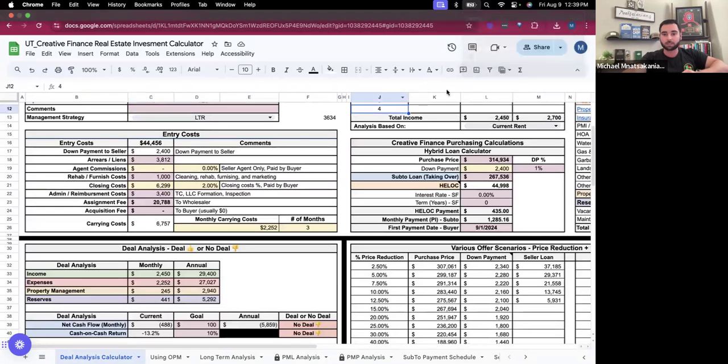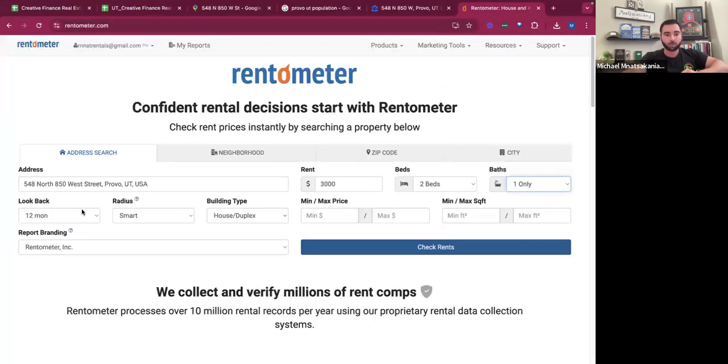So let's see. All right. All this is moot until we get some rental income. So 2 bed, 1 bath. Let's leave it as is. It's a house. Boom.